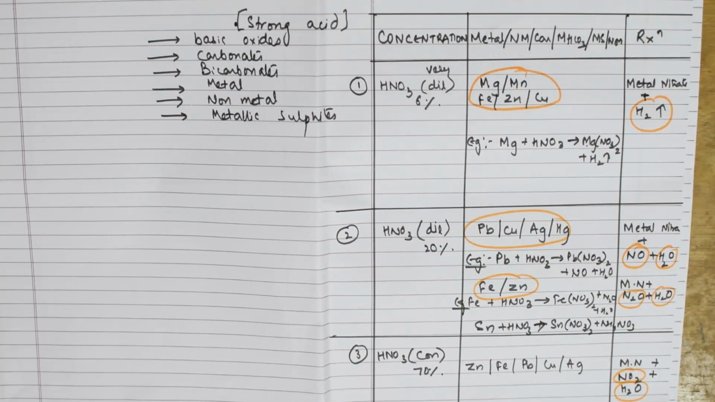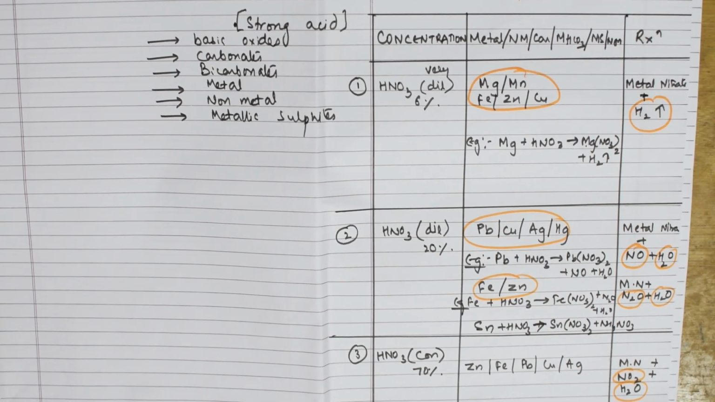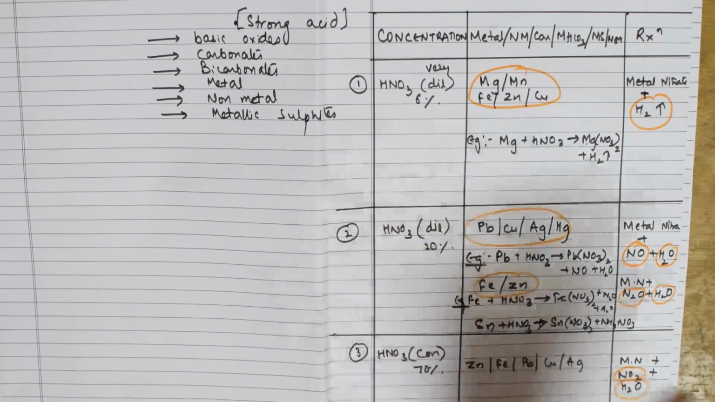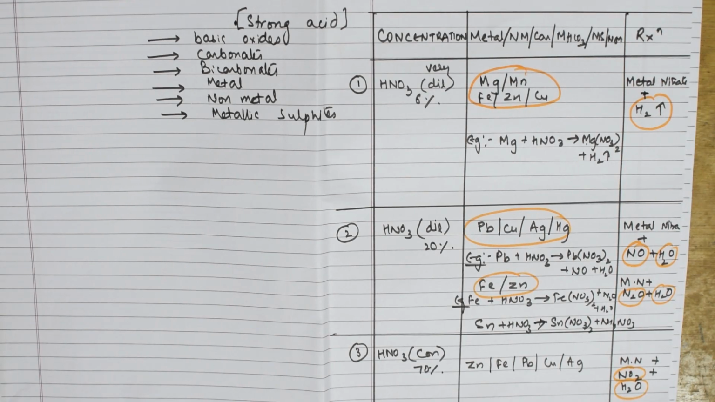So now when it is Sn, what do we see? When they're still in reaction with concentrated nitric acid, you have to remember that the products which we get are basically nitrogen dioxide gas as well as H2SnO3, right? So as of now, I've just made this tabular column.